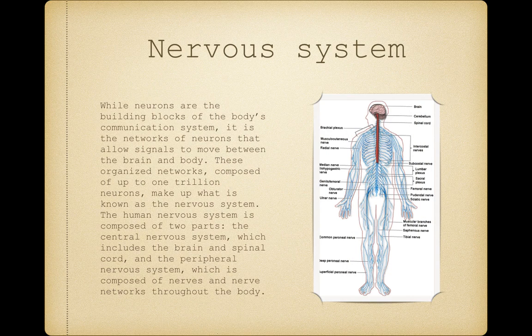Nervous system. While neurons are the building blocks of the body's communication system, it is the network of neurons that allows signals to move between the brain and body. These organized networks, composed of up to 1 trillion neurons, make up what is known as the nervous system. The human nervous system is composed of two parts: the central nervous system, which includes the brain and spinal cord, and the peripheral nervous system, which is composed of nerves and nerve networks throughout the body.